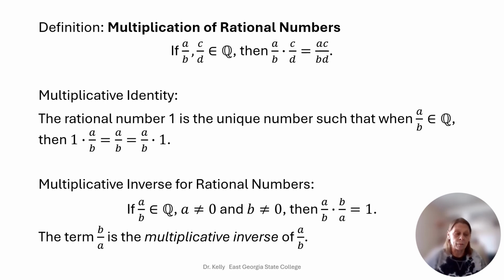So that brings us to the definition of the multiplication of rational numbers. It says if A over B and C over D are elements of the rational numbers, then A over B times C over D is equal to A times C over B times D. What I tell my students, okay, so you notice you get to multiply straight across.